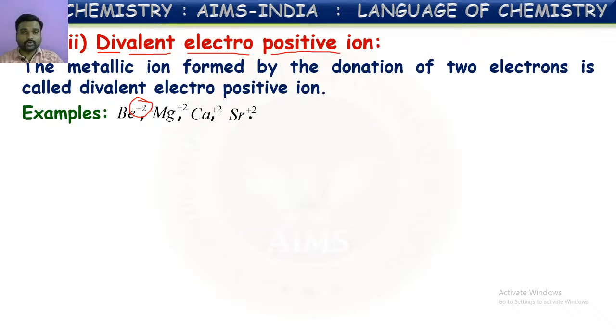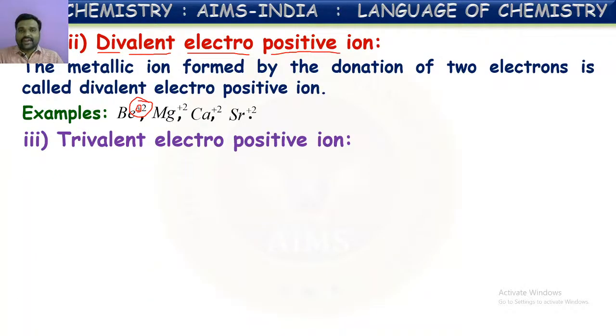How to know that they have lost these electrons? That is known by this plus symbol. This plus symbol represents the loss of electrons in the charge, and the number represents the number of electrons donated or lost by those atoms. So if I say Be plus 2 ion, this Be plus 2 ion is formed by the loss of two electrons. So these all are called as divalent electropositive ions.